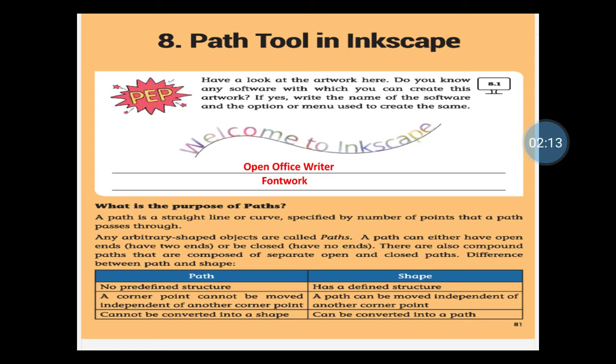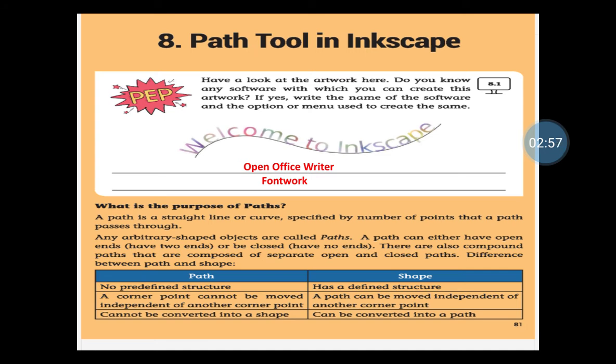So next, what is the purpose of path? We'll see. A path is a straight line or curve specified by number of points that a path passes through. Here path means straight line or curved line. Path means line. If you want to create one straight line, in that straight line there are some number of points. If you want to draw one line, we have to pass some number of points.